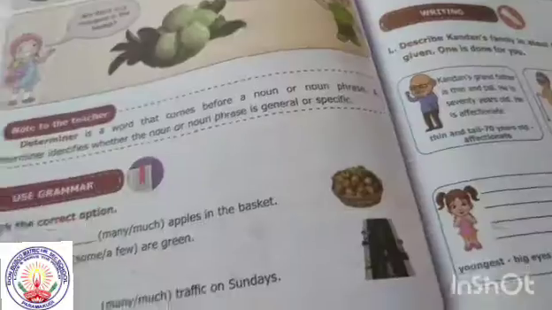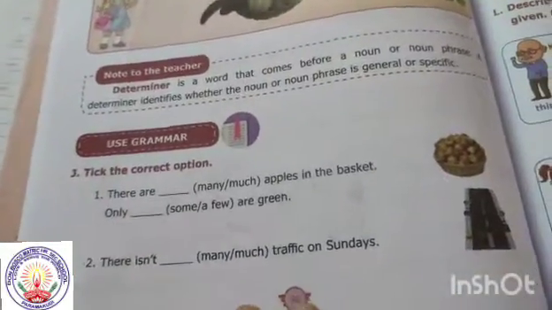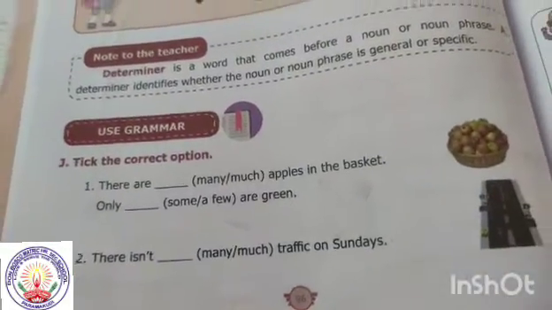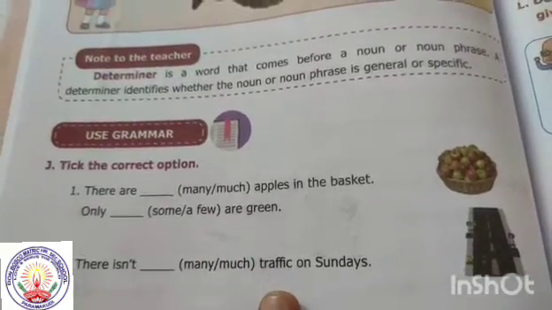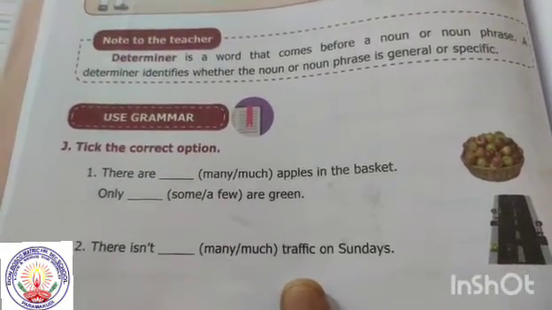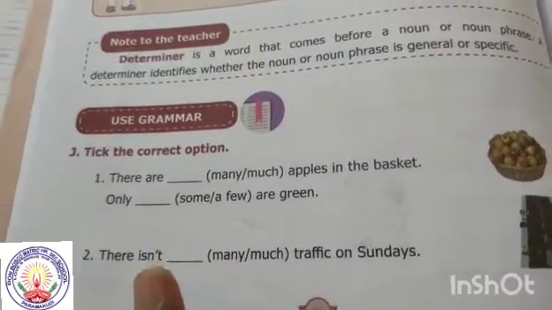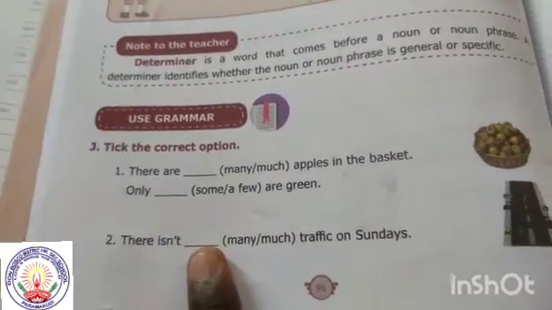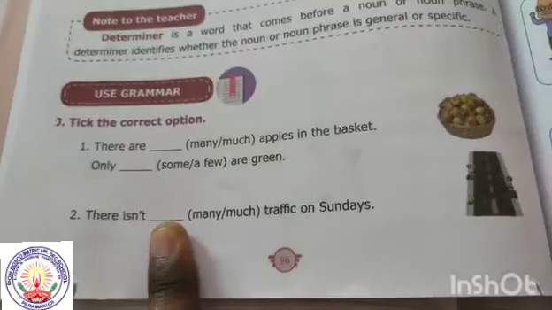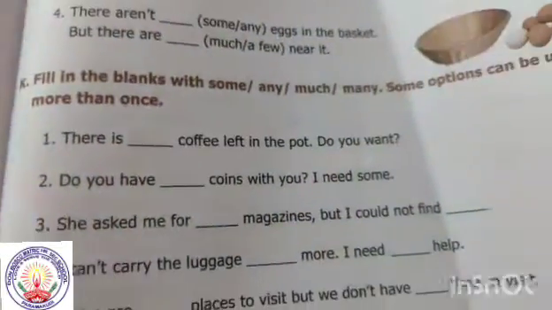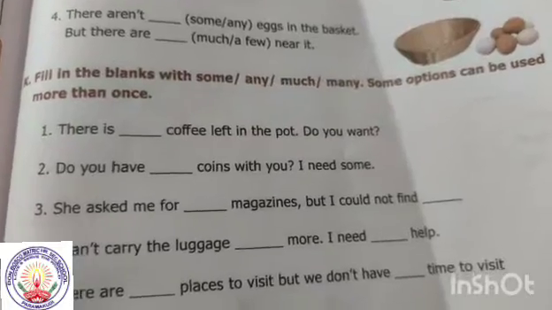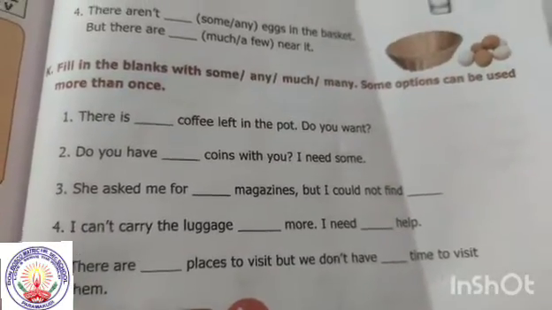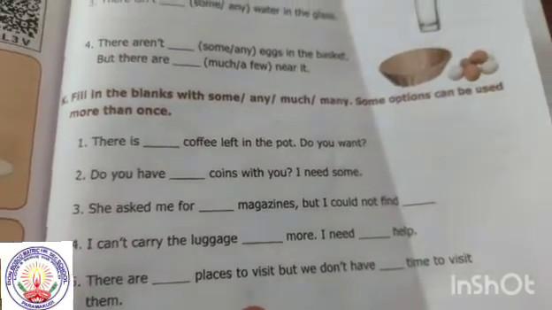Okay, then students, take page number 96 in your textbook. After watching this video, you have to write the answers of these exercises on page number 96 and 97. After that, tomorrow I will send you the answers for this. You try yourself. So okay, thank you.